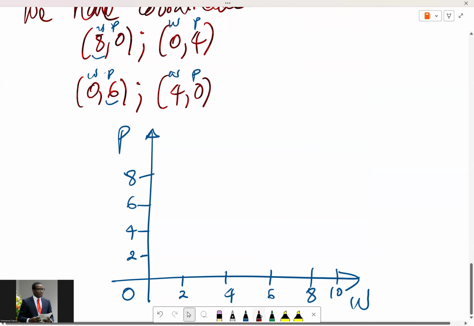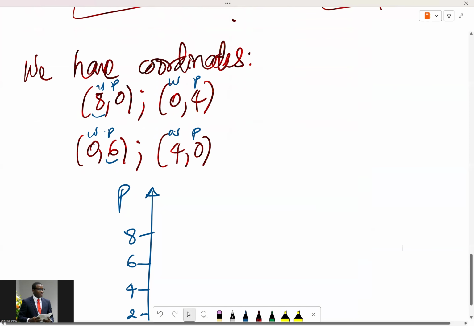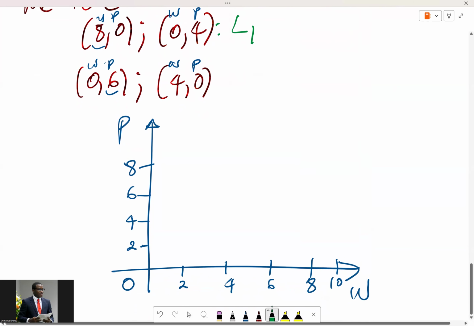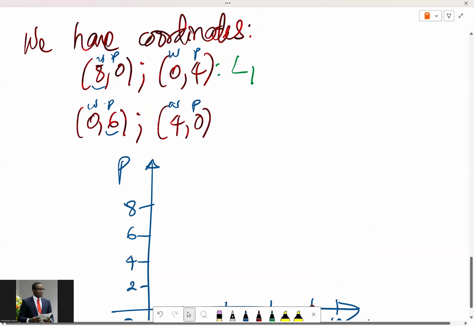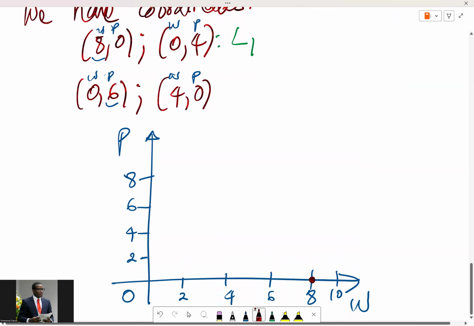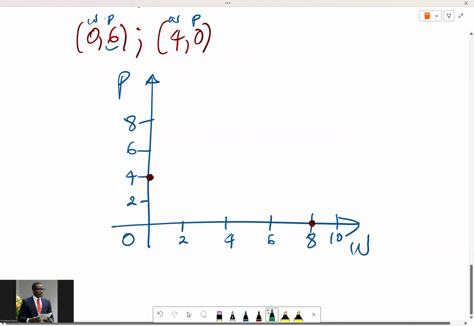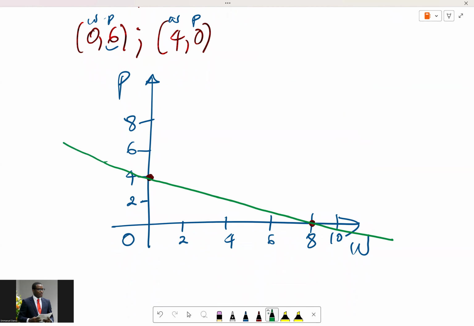Now for L1, that's the first line we need to plot. So this is 8, comma 0. So when P is 0, W is 8. That means it's along this line. So this is 8, 0. W is 8, P is 0. That's along this axis. Then if you have 0, 4, it will be this 4. And that is line 1. So since that is line 1, you can join that.